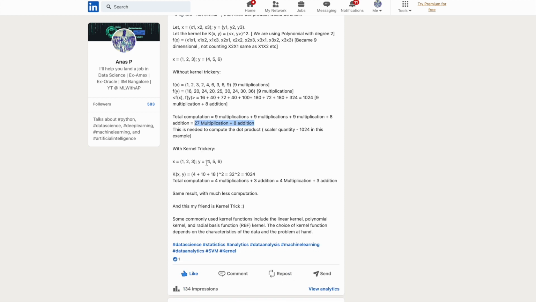But with the kernel trick, what will we do? This is my original vector x and y. If you see, with the kernel trick, my computation has significantly come down. It is only 4 multiplications and 3 additions, okay? This is what the kernel trick is all about. I'm creating the dot product in lower dimension, squaring it, and arriving at the same number.